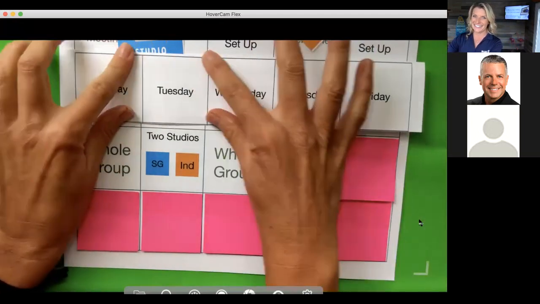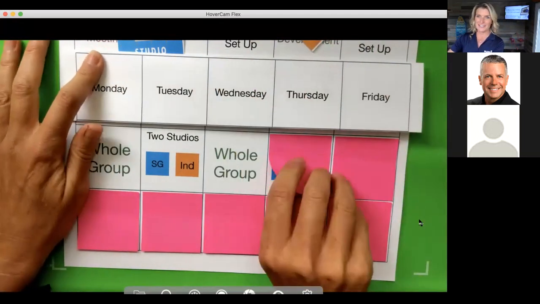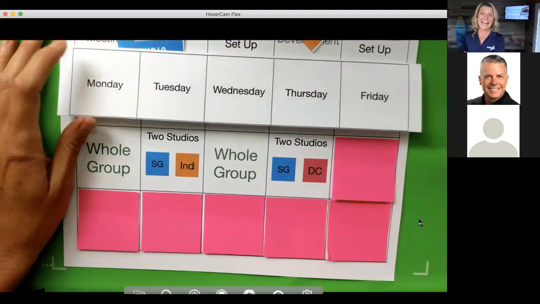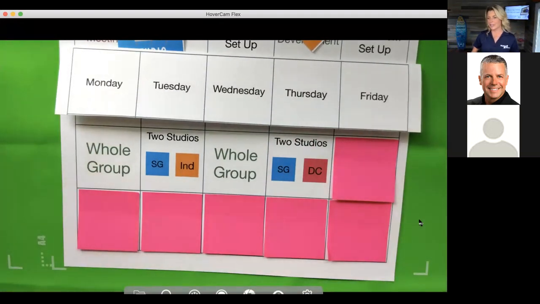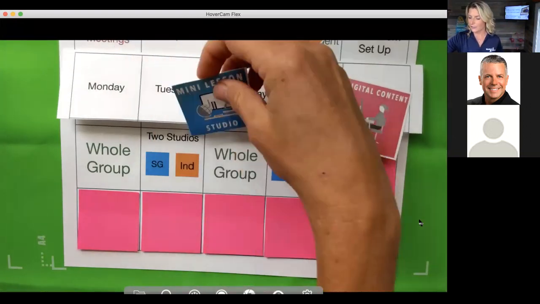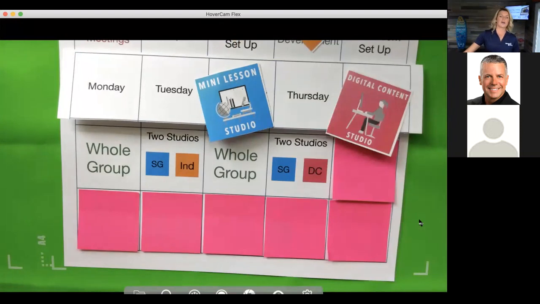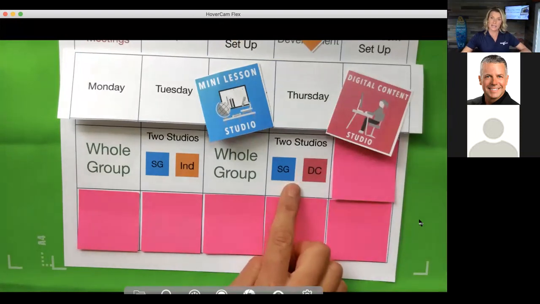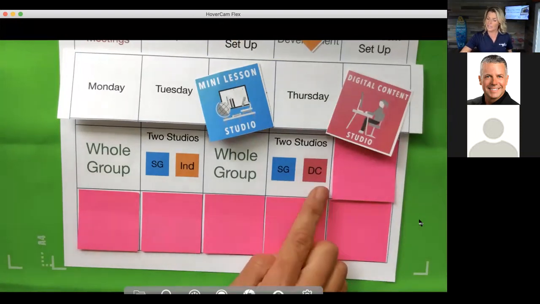Thursday, I'm going to switch it up for you. You guys ready? Oh boy, what has she got up her sleeve this time, right? No, just kidding. It's not that crazy. It's just this time we're going to be adding in digital content. So we are going to be putting digital content and a mini lesson together for Thursday. So we're going to have the same setup that I just showed you, but instead of doing independent practice, I'm going to do digital content.